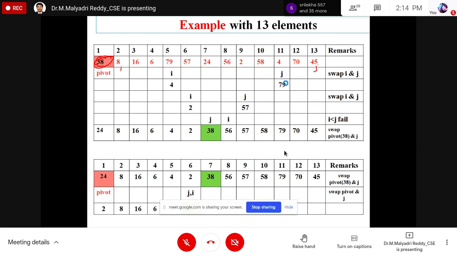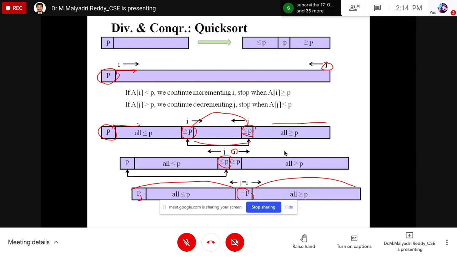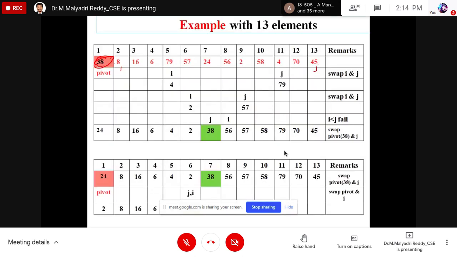According to our rule in the previous slide, on the left side we need to keep smaller elements. So 8 is less than 38, it's okay, the i value moves here. 16 is less than 38, it's okay. 6 is less than 38, okay. When it comes to 79, 79 is greater than 38. Stop the searching and go to the right side.